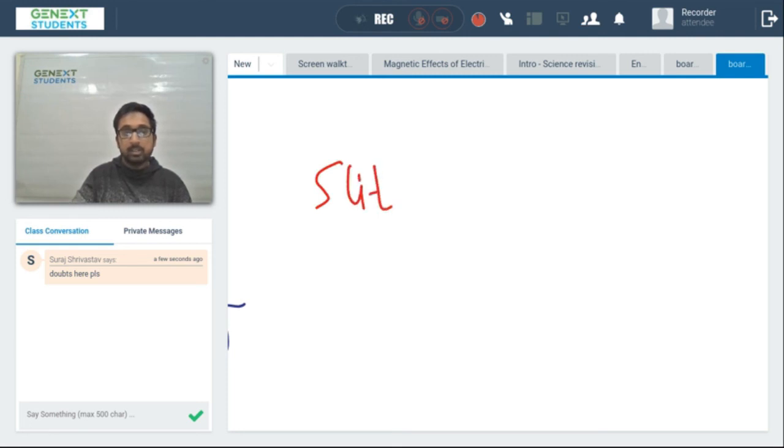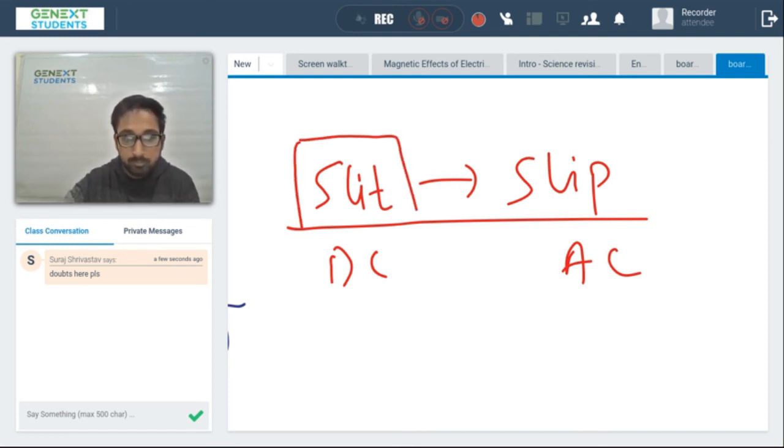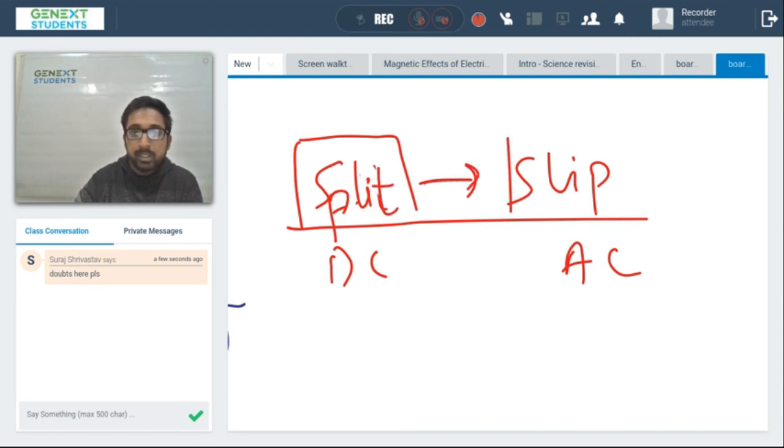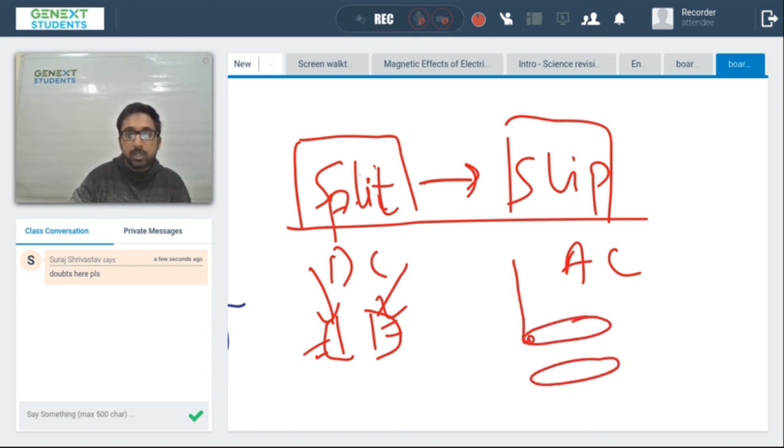So just by changing the split ring to a slip ring, I can actually make DC into AC. That is the only difference. Changing from a split ring to a slip ring. What is a split ring? That means it is two different rings which are separated, right? And what is a slip ring? One node will be connected to this, one node will be connected to this, and in slip rings this node stays connected to this part, and this node stays connected to this part, even after rotation.